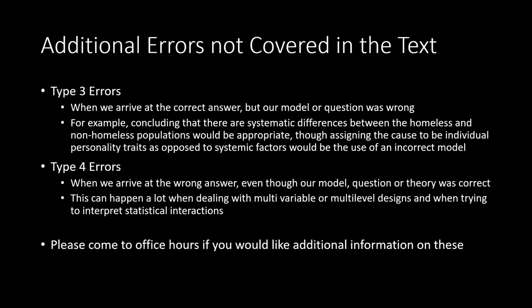Now, this can happen a lot actually, even though it seems like something that would be obvious and thus easy to avoid, but it tends to happen a lot when we're dealing either with multivariable or multi-level experimental designs, and especially when we are trying to interpret statistical interactions. If you would like to have more information on either of these two, you are welcome to stop by office hours, but I feel like if I carry on too far in trying to explain these two types of errors in the context in which they happen, we'll get so far afield that I will forget why I originally started this lecture.